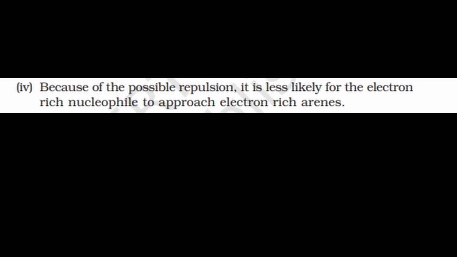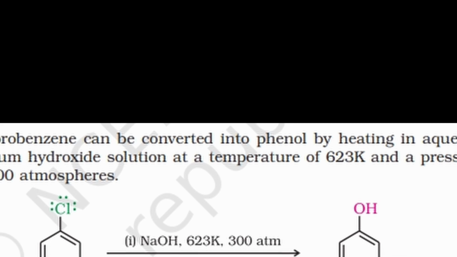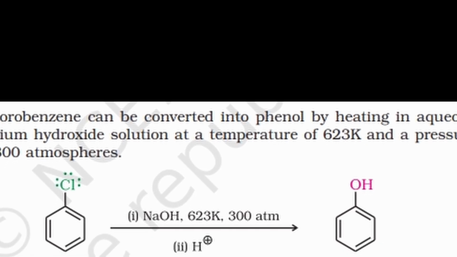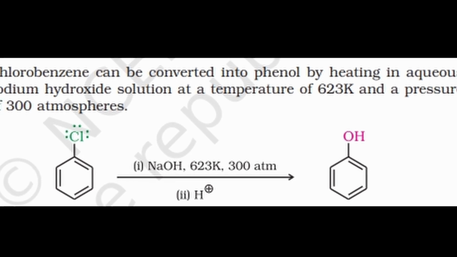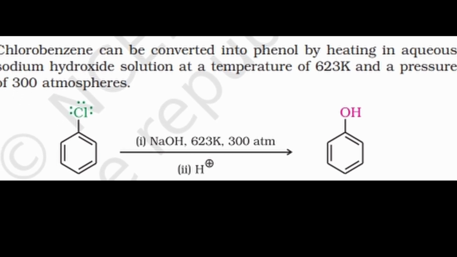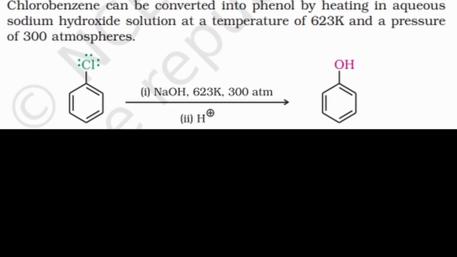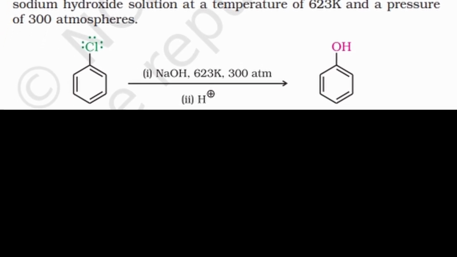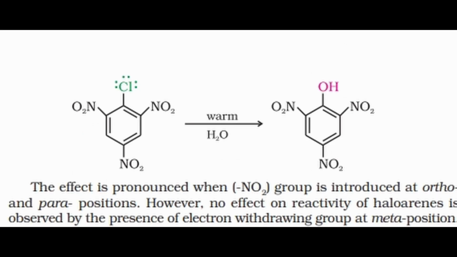This further reduces the chance of a successful nucleophilic attack. But interesting exception, chlorobenzene can be converted to phenol, but only under extreme conditions, that is 623 Kelvin temperature and 300 atmospheric pressure. However, the presence of an electron withdrawing group like NO2 at the ortho or para position dramatically enhances the reaction. This stabilizes the negative charge in the transition state, making the reaction easier.